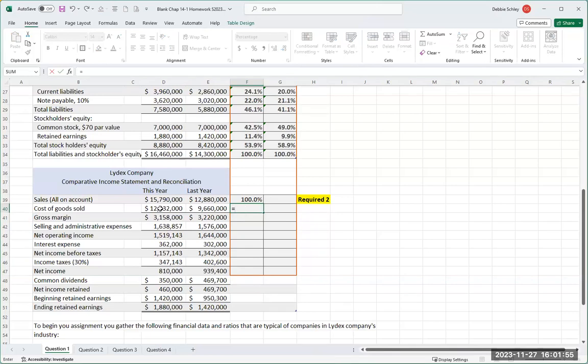Equals cost of goods sold divided by this year's total sales. Anchor that cell. Okay, and then I just need to go down to net income. As you can see, each of these is just that line item divided by total sales and gives you a percent to one decimal place. So we'll do this for last year.